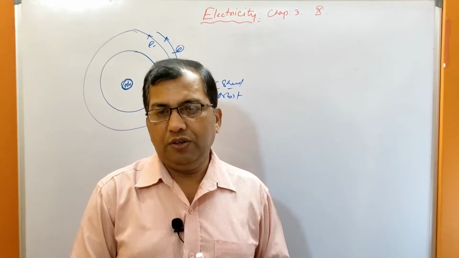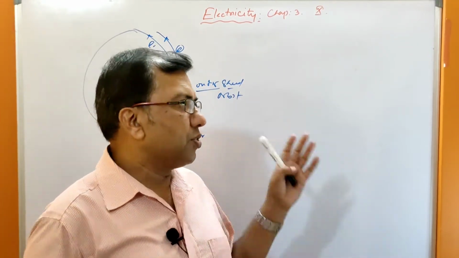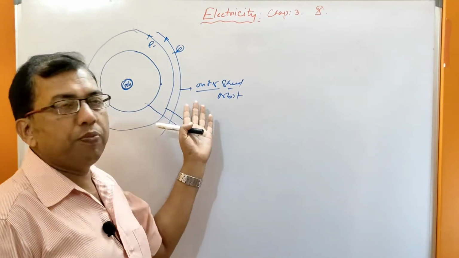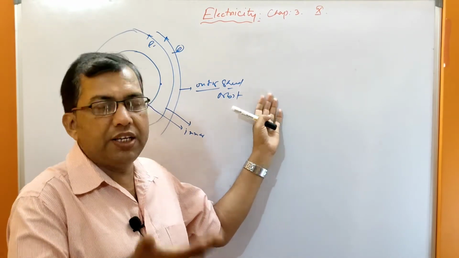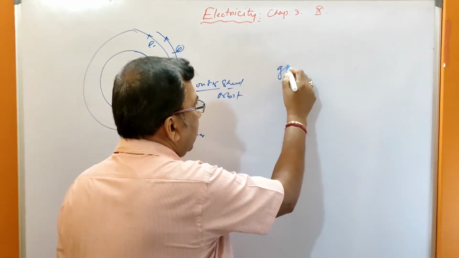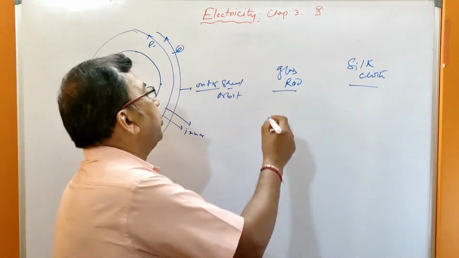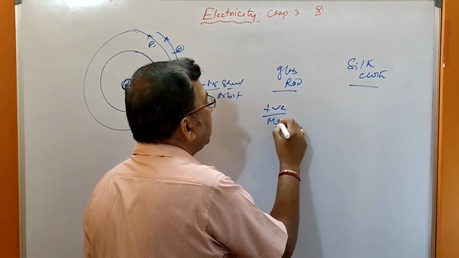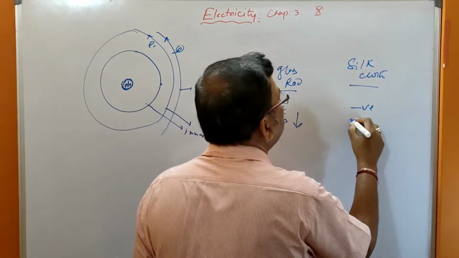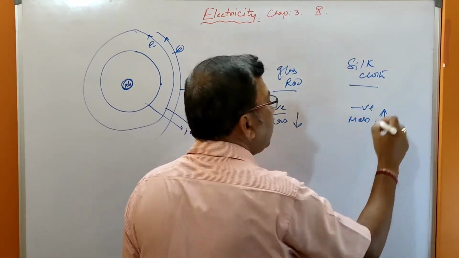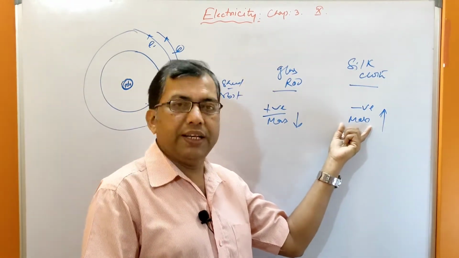What is the theory of charging? What is the theory of electrification? That is a glass rod and a silk cloth. The glass rod gets positive charge, that means the mass of positive charge decreased, and in case of silk, the mass of negative charge increased. When the glass rod is rubbed with silk cloth, the mass of positive charge gradually decreases, and here the mass of negative charge increases. Why? The mass of positive charge decreased, the mass of negative charge increased, okay?